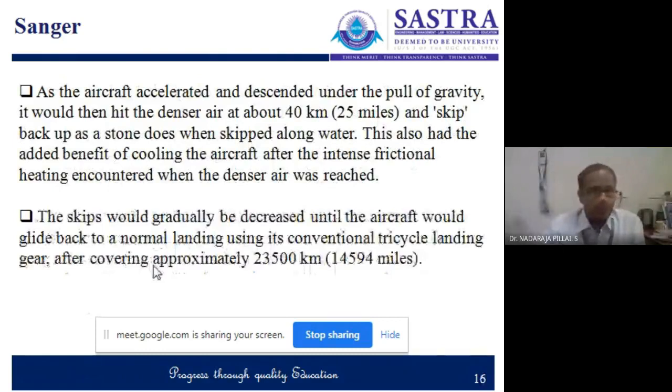Now, see the Sanger as the aircraft accelerated and descended under the pull of gravity. It would even hit the denser air at about 40 kilometers. See, once the aircraft comes for re-entry, when it hits the Earth's atmosphere, it is like a very high density air in the atmosphere, but beyond that, there is a very low density. Right? So from the lower density to higher density, it will be like a skip, almost like a stone skipped along the water.